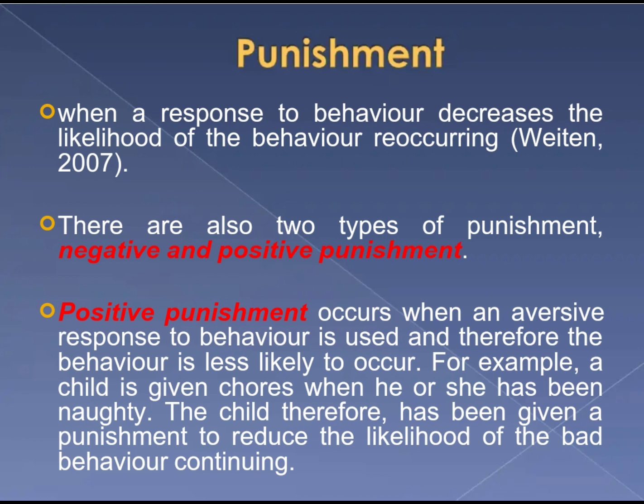Punishment. Punishment occurs when a response to behavior decreases the likelihood of the behavior reoccurring. There are also two types of punishment, the negative and the positive punishment. The positive punishment occurs when an aversive response to behavior is used and therefore the behavior is less likely to occur. For example, a child is given chores when he or she has been naughty. The child therefore has been given a punishment to reduce the likelihood of the bad behavior continuing.